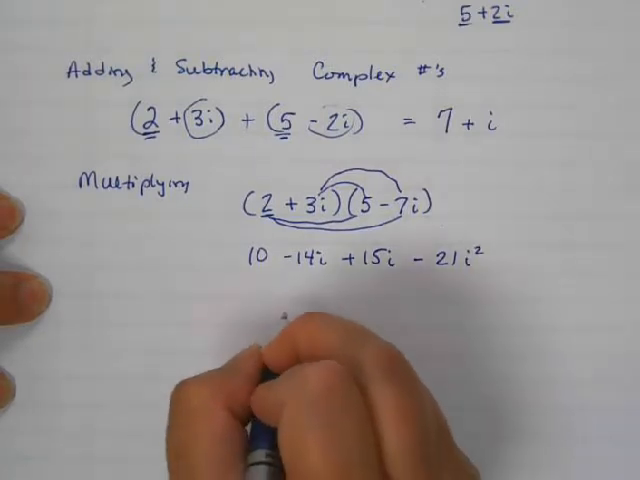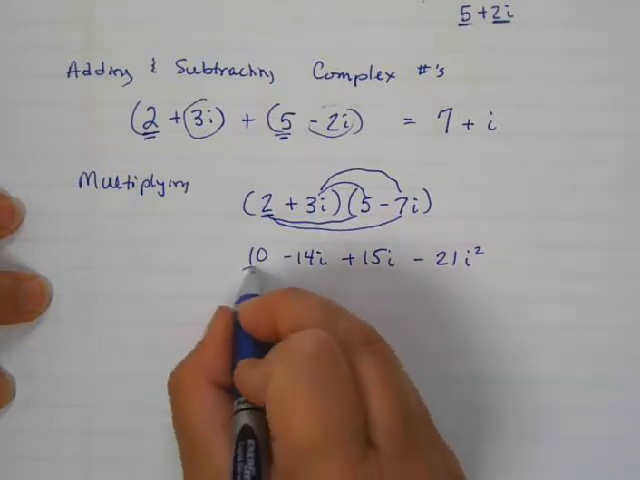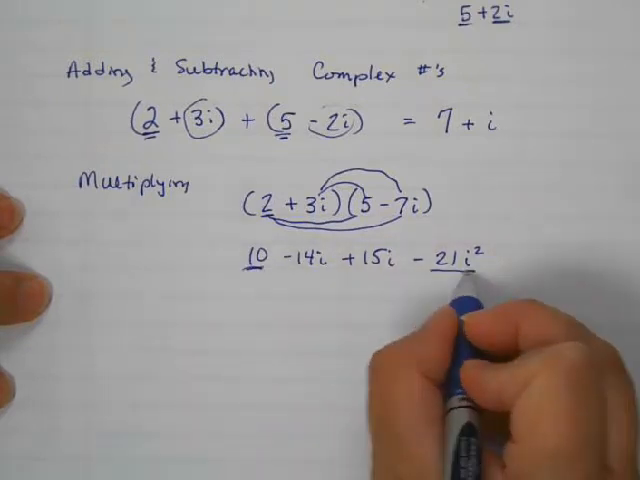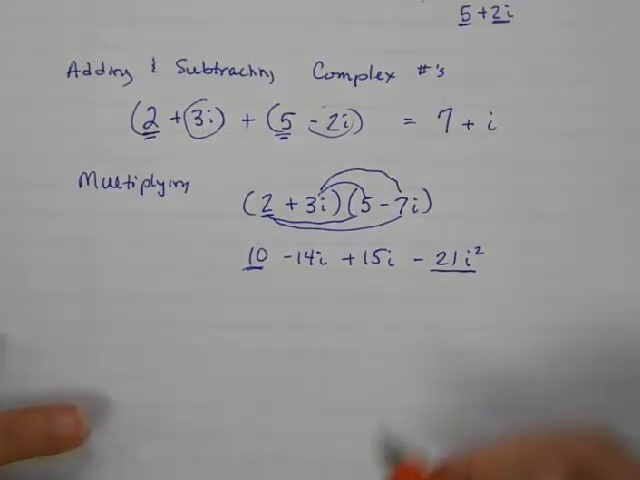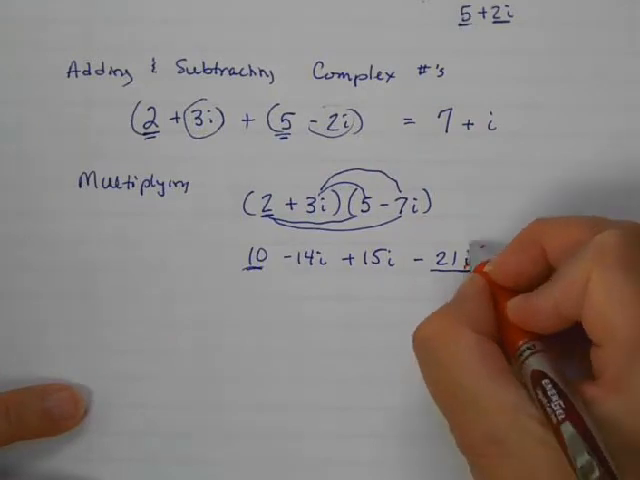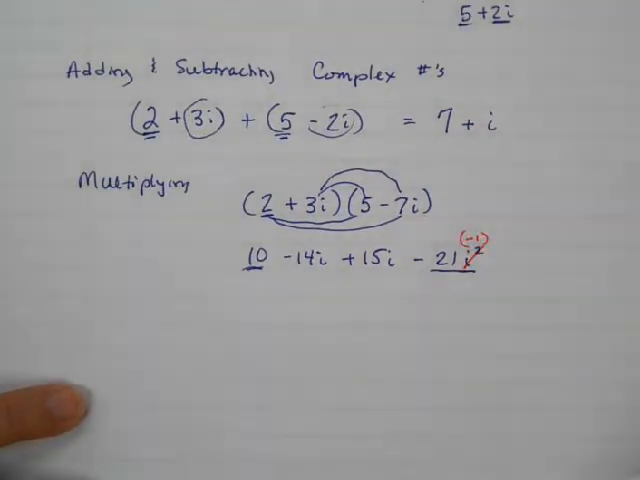So let's go through and put our like terms together. I have 10, but I'm also going to have this one. Because if you'll go back and remember, i squared is one of our definitions of our imaginary unit. i squared can be substituted with negative 1. i squared and negative 1 are the same thing.